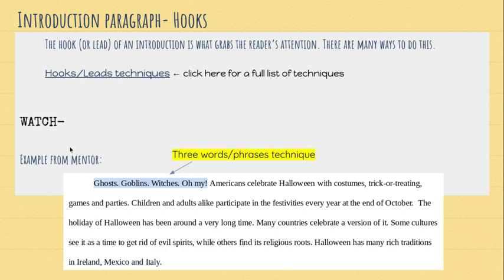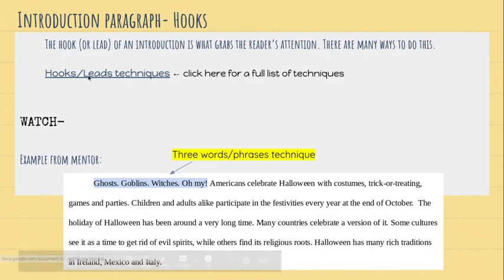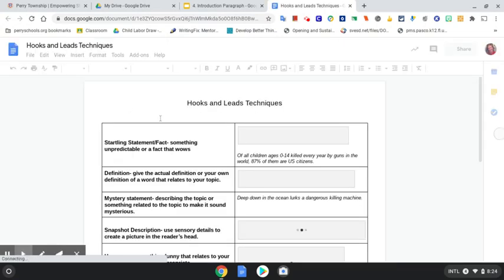So if you look at the example from the mentor text before we click on this, I used the 3 words or phrases technique: ghosts, goblins, witches. I know that ghosts is not a full sentence, but it is a technique you can use for a hook. So if we click on this, there's a whole list of hooks and leads techniques that you can use.